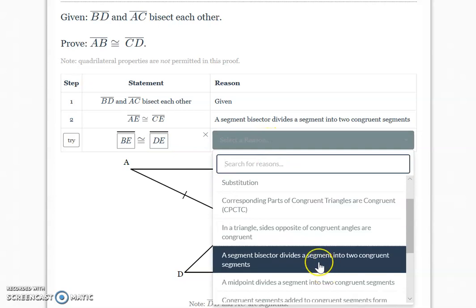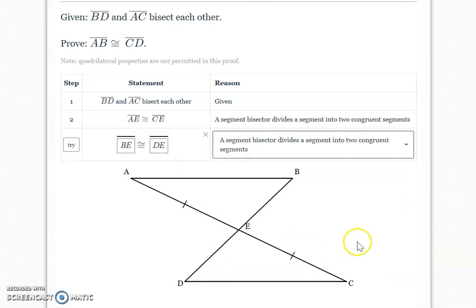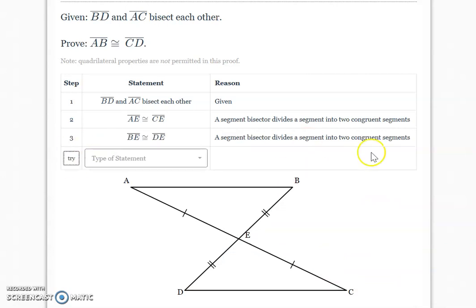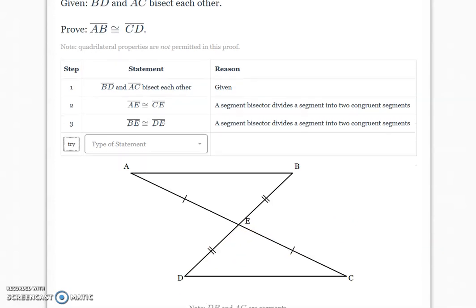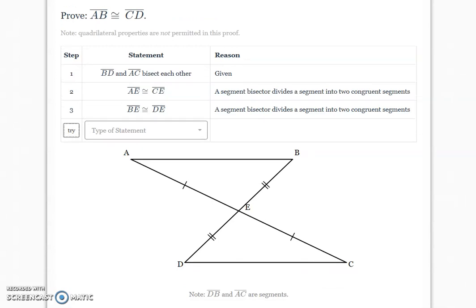A segment bisector divides a segment into two congruent segments. So now I know that this side and this side are congruent. I know this side and this side are congruent. So I have two sides. Now I'm being asked to prove that AB is congruent to CD. So obviously I don't know that information, so we're going to have to look for something else.